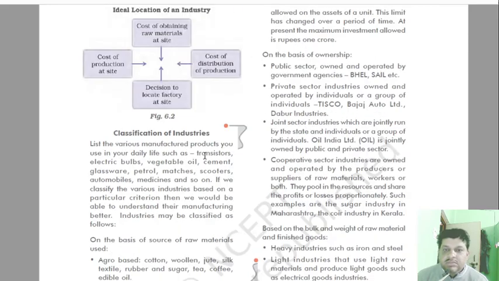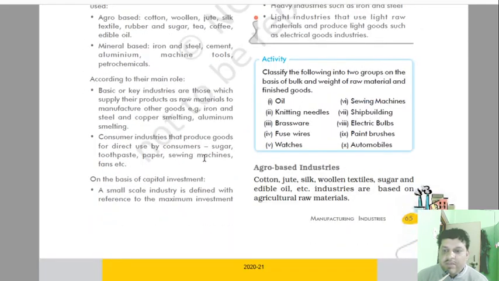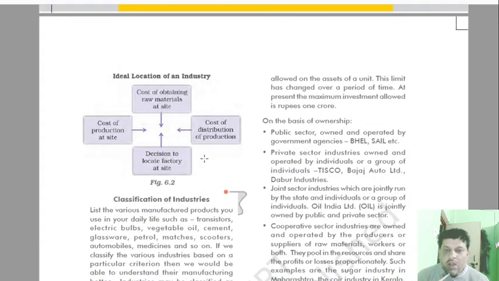Here is an example: a small scale industry is defined with reference to the maximum investment allowed on the asset of a unit. This limit has changed over the period of time. So the government of India decides how much capital investment is needed for the large scale industry. A limit of capital investment has been fixed by the government of India to categorize the industry as large scale, small scale, and cottage. For a small scale unit, it had been fixed at rupees 1 crore, but over the period of time it has changed.